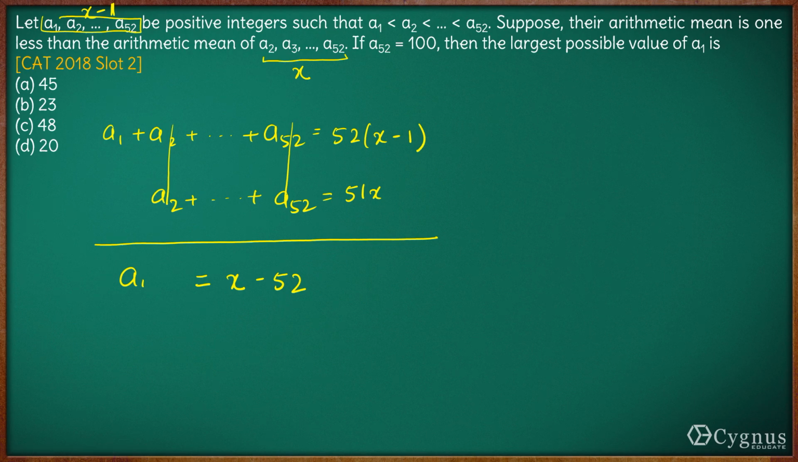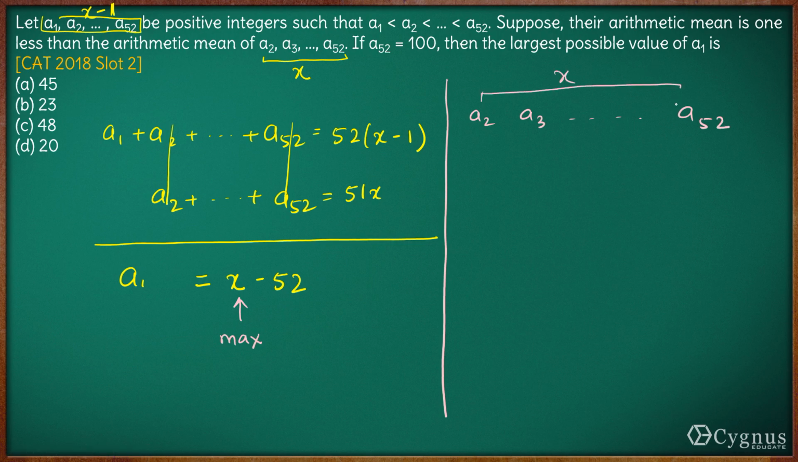Fine. Now next we have to figure out the largest possible value of A1. For A1 to be largest, x has to be the maximum possible, right? Now what is the maximum possible value of x? x is the average of all these numbers A2, A3, A4 till A52. Now x will be maximum if all these numbers are maximum possible, right?